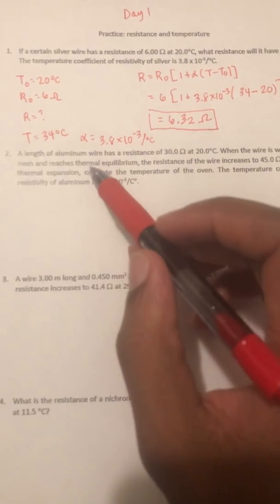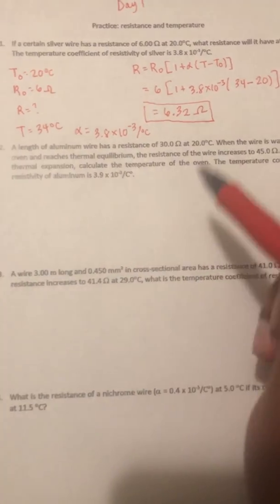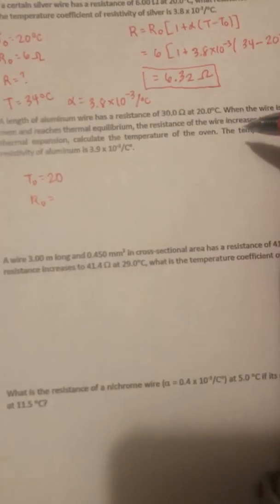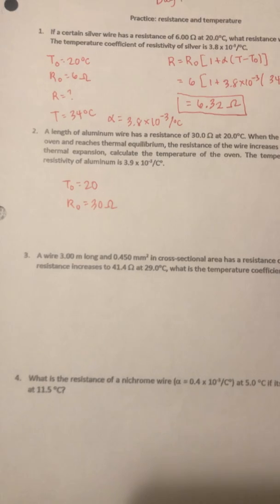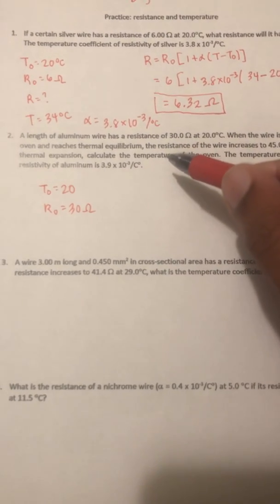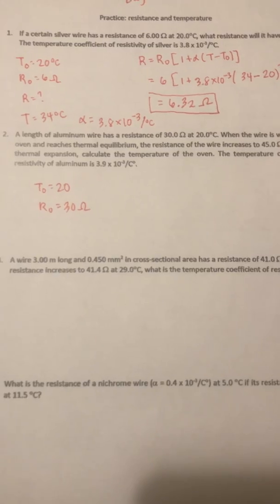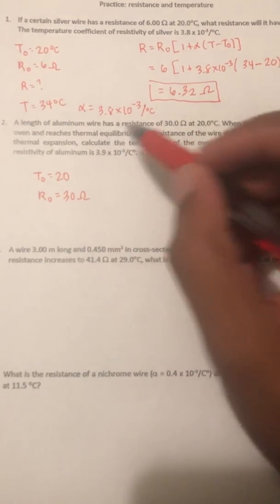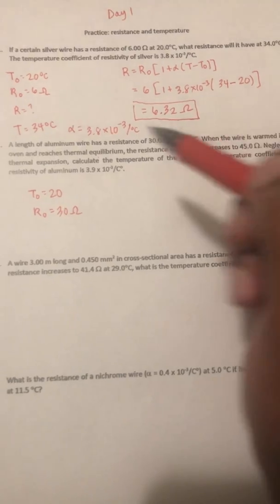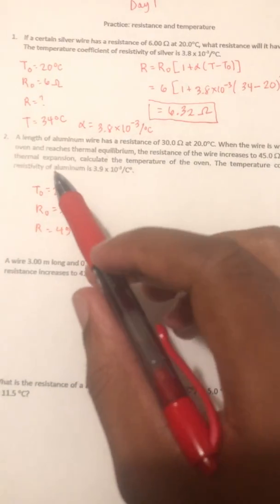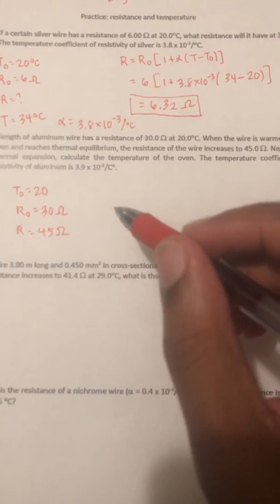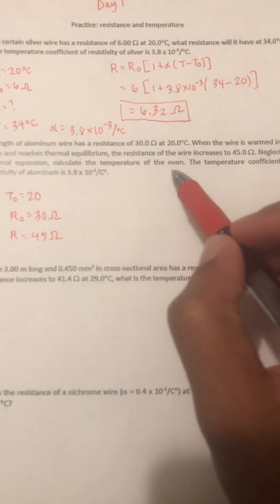Number two, a length of aluminum wire has a resistance of 30 ohms at 20 degrees Celsius. At my T naught, R naught is 30 ohms. When the wire is warmed in an oven and reaches thermal equilibrium, so you put a wire in the oven, eventually it's going to have the same temperature as the oven because it reaches thermal equilibrium. The resistance of the wire increases to 45 ohms. So the resistance then goes to 45 ohms. Neglecting thermal expansion, so that wire is not getting longer or shorter, calculate the temperature of the oven.